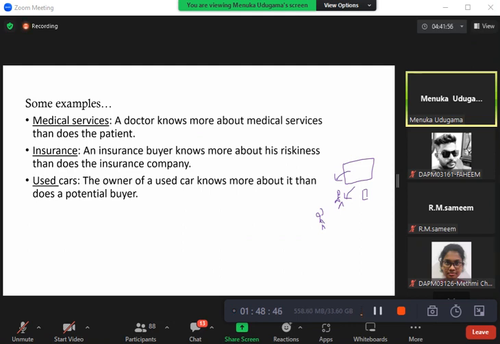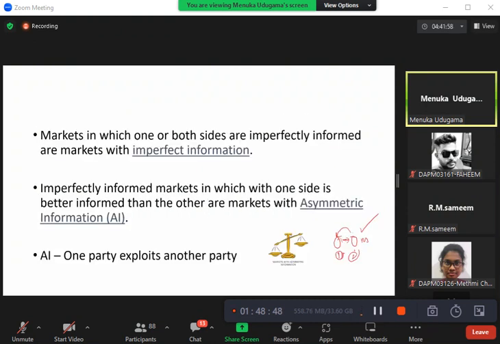So used cars, we'll talk about that in a little while. So imperfect information can lead to market failure. So it's important to identify this, especially as you will see a lot of misinformation or imperfect information in the agri-food sector.